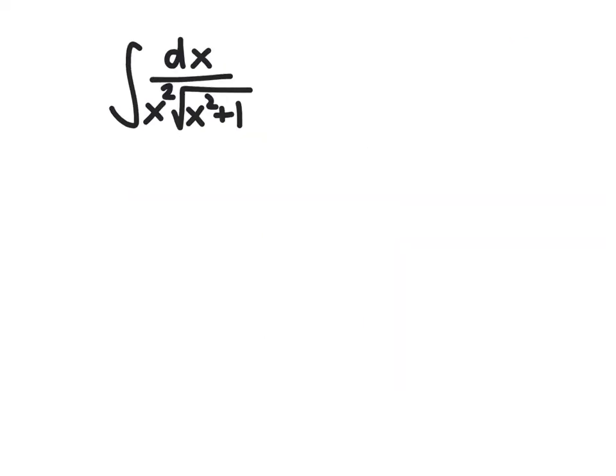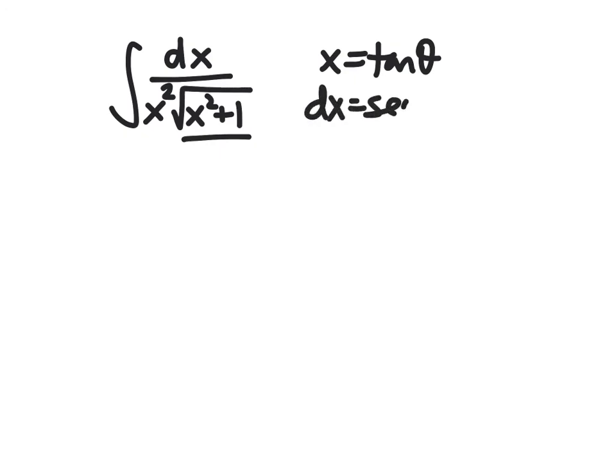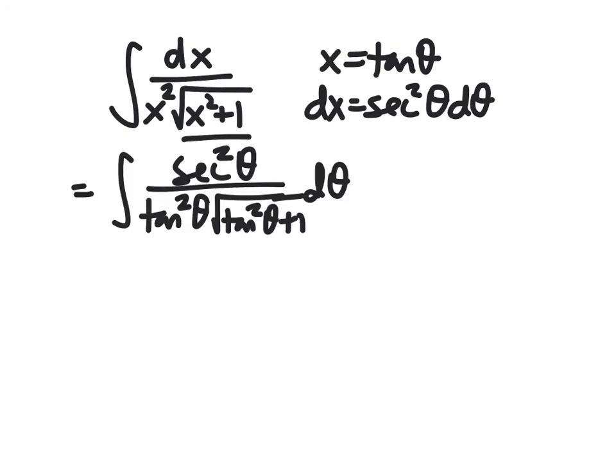All right, so let's take a look at this guy. So if you see x squared plus 1, x squared plus a squared in general, you want x to be a tangent theta. A here is 1, so it's just going to be tangent theta. And then dx is secant squared theta d theta. So this simplifies to this.